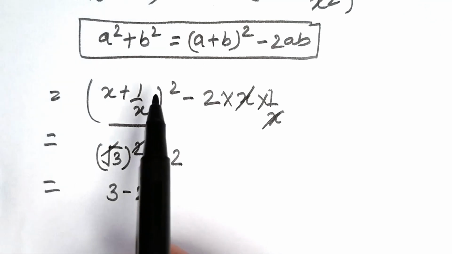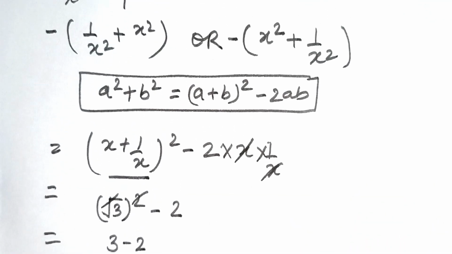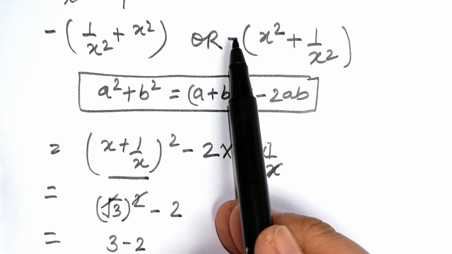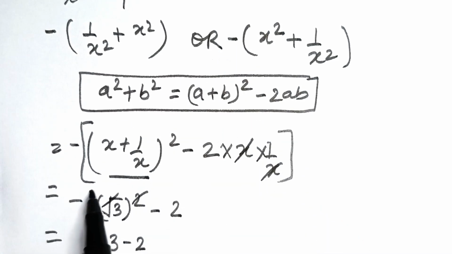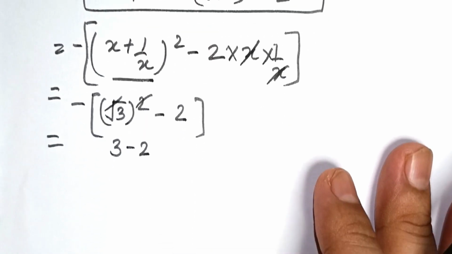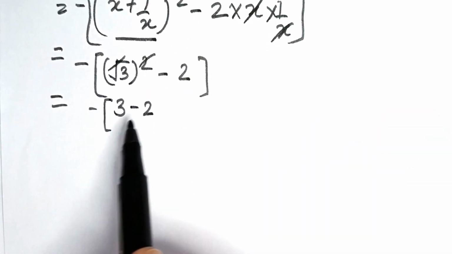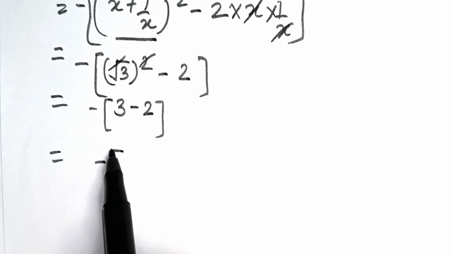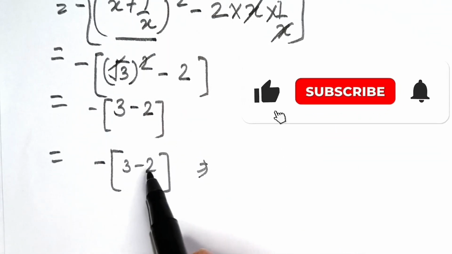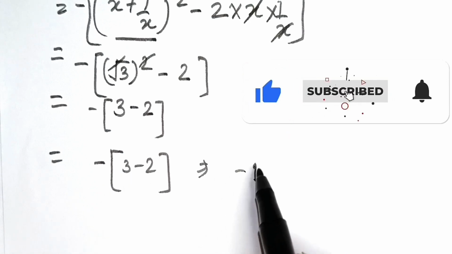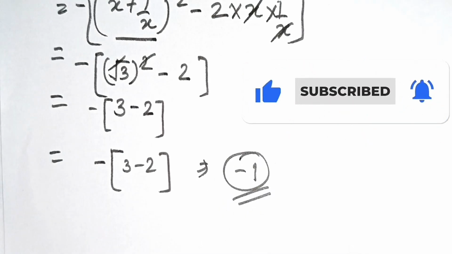One thing you should note, that we are carrying this negative sign as common, so it will be everywhere. So this will become minus of 3 minus 2, and 3 minus 2 will be 1. So minus 1 will be your final answer.